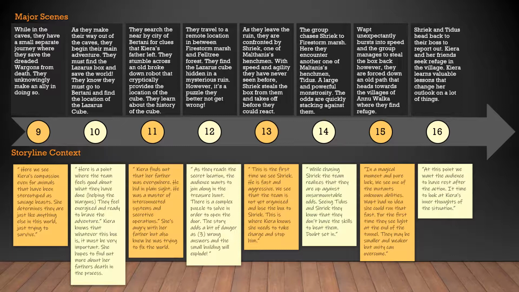He is fast and aggressive. We see that the team is also not yet organized and lose the box to Shriek. This is where Kara knows that she needs to take advantage and stop him.